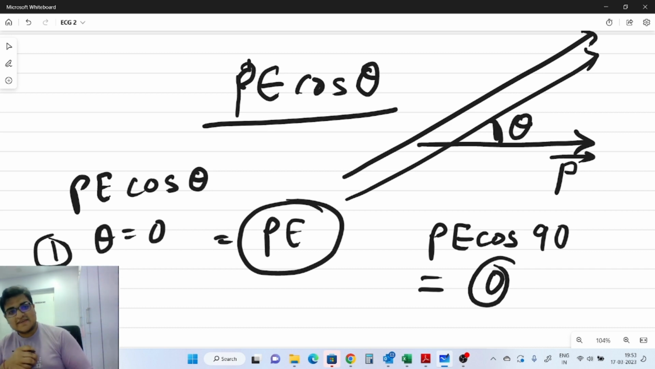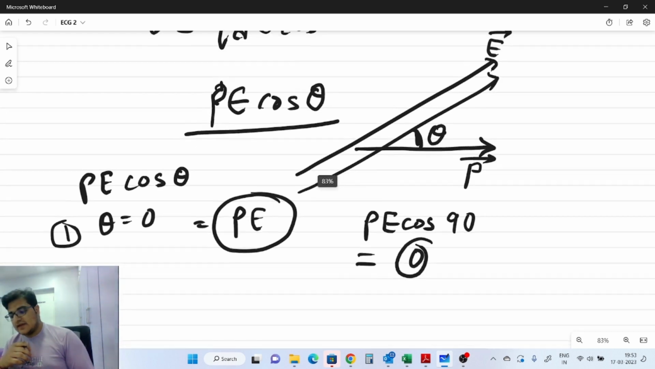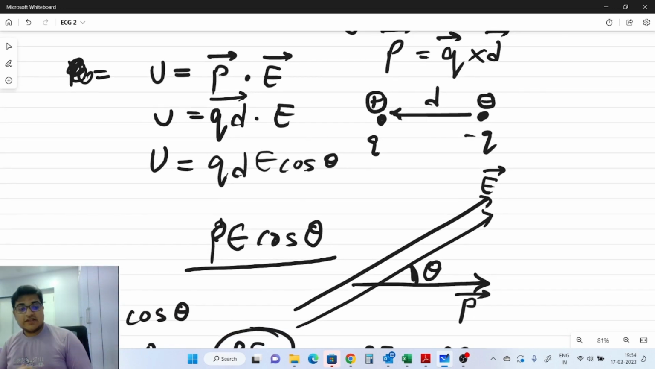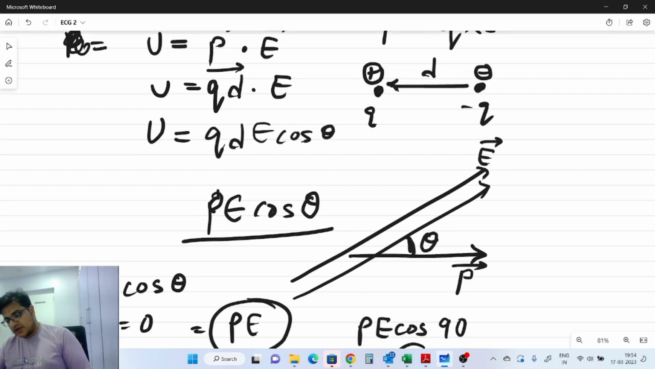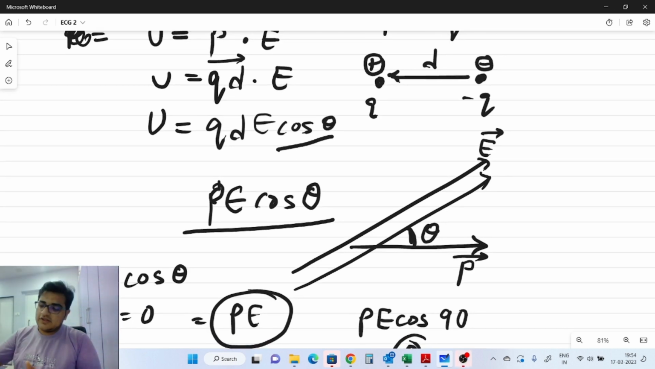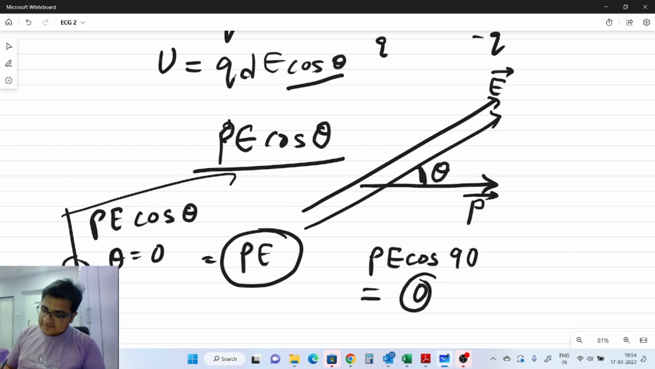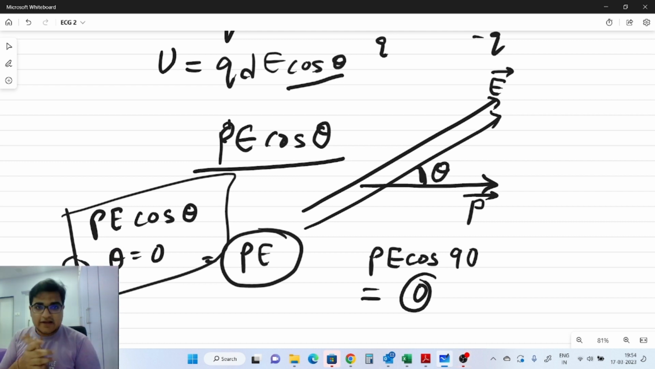So this is the basic concept that you require. When a dipole is kept in an external electric field, the potential energy that is generated is given by the formula P dot E. When you solve this dot product, when you have to remove the dot product, you apply cos theta. This is for your physics knowledge. And we need to know these two cases. What is theta? It is the angle between the electric field and the dipole moment.